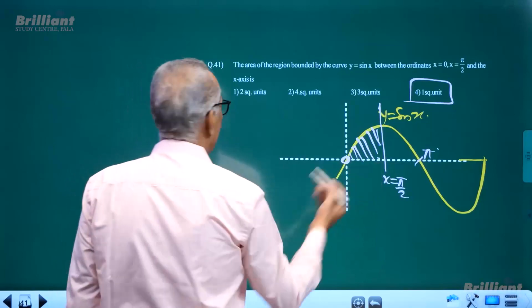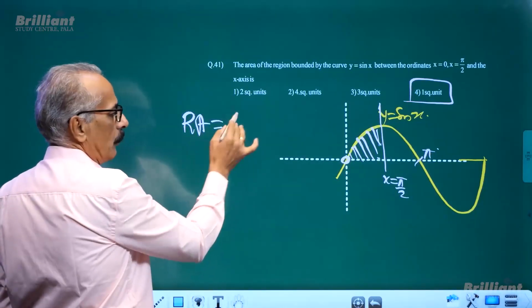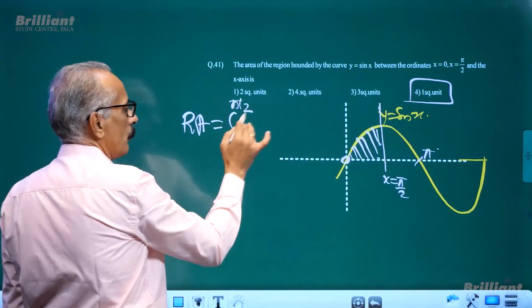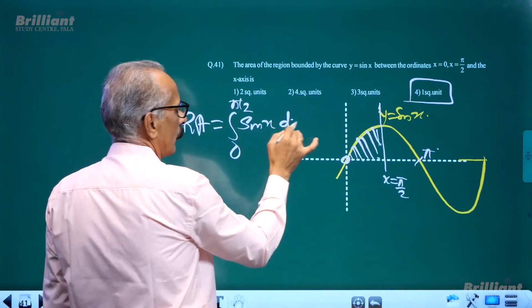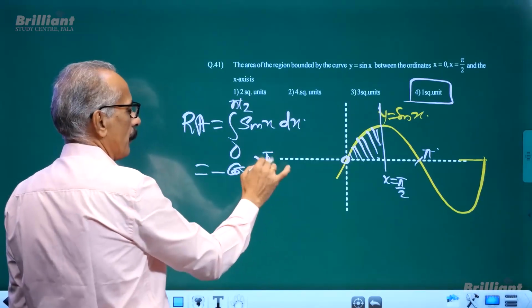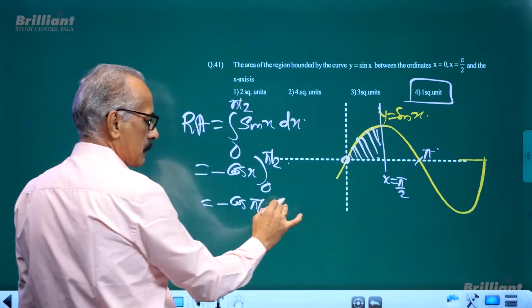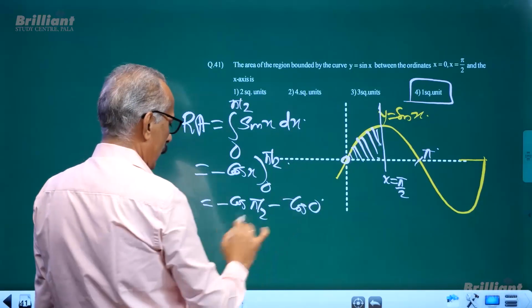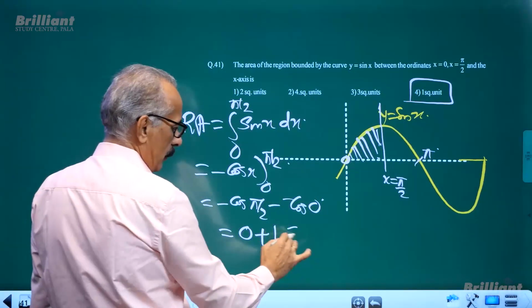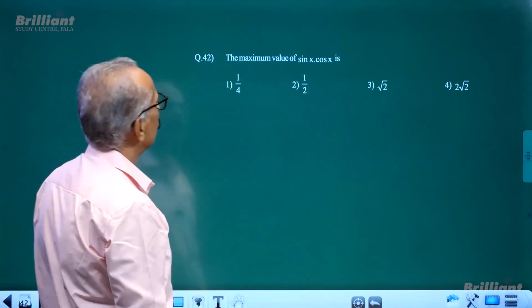Anyway, we know how to evaluate the area. Required area is equal to integral 0 to pi by 2 sin x dx. That is equal to minus cos x within the limits 0 to pi by 2. That is minus cos pi by 2 minus cos 0. That is 0 plus 1, that is 1 square unit. That's a proof. On to the next question.